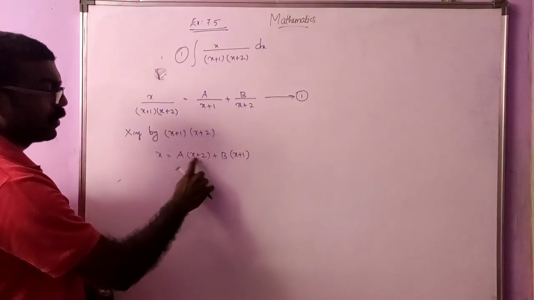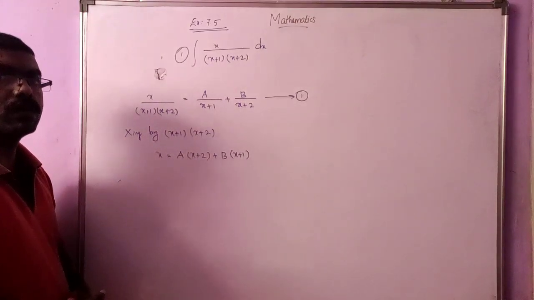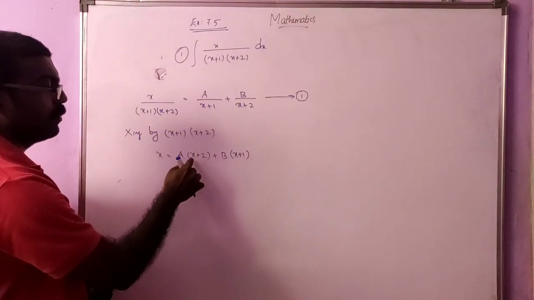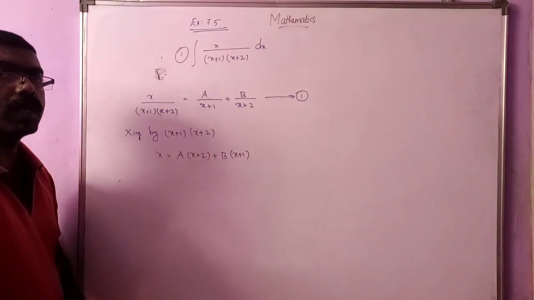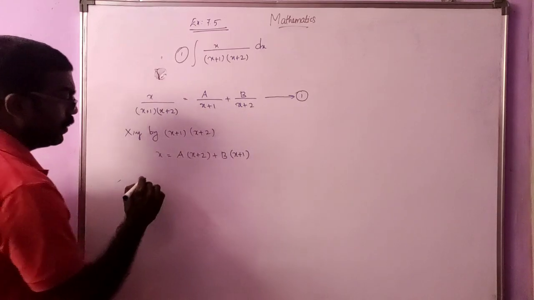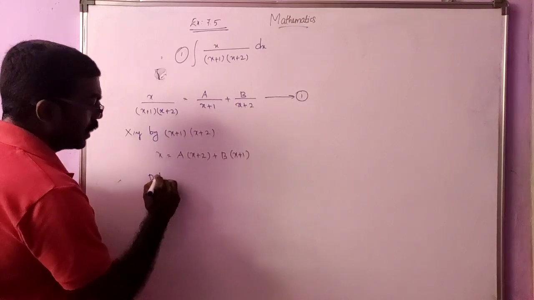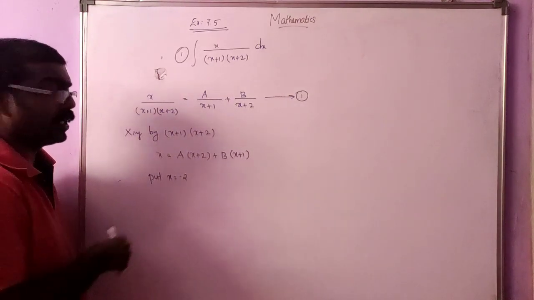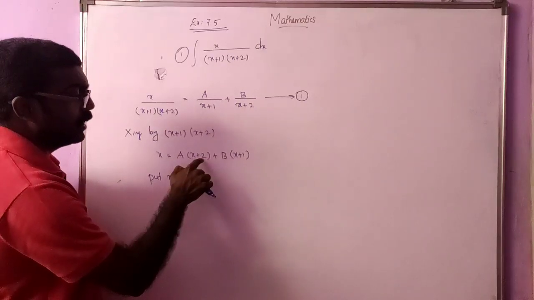Minus 2 plus 2, 0. a into 0, 0. Okay. So in order to eliminate or delete a, we can replace x by minus 2. That is what is called the substitution. Okay. So we can put x as minus 2. You can take the additive inverse of the number which is written inside the bracket.